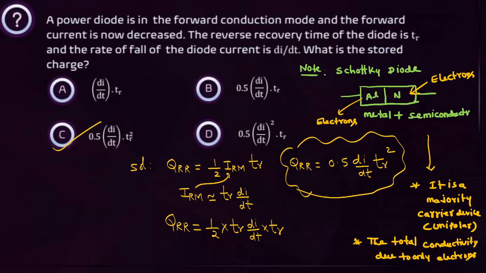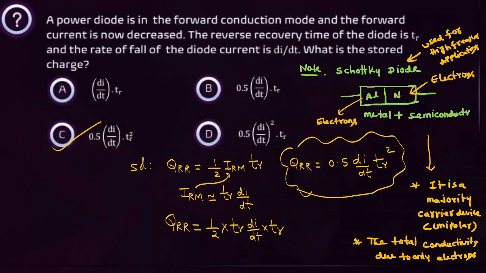And what about the Schottky diode? This is used for high frequency application. At this point also you have to remember, as compared to the Schottky diode, which diode is used for higher frequency? Silicon carbide diodes. With respect to frequency of operation, silicon carbide diodes are used for ultra high frequency application. The Schottky diode is the metal plus semiconductor.